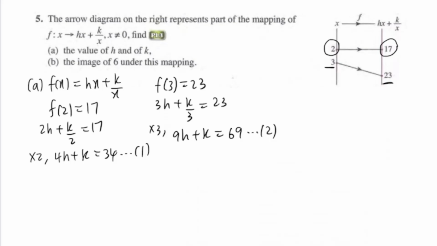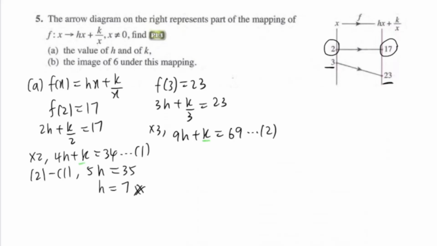So I like to use elimination. I can see that k and k have the same coefficient 1 here. So we're going to take equation 2 minus equation 1. 9h minus 4h is 5h. k minus k disappears. 69 minus 34 is 35. So h is just 35 divided by 5, which is 7.